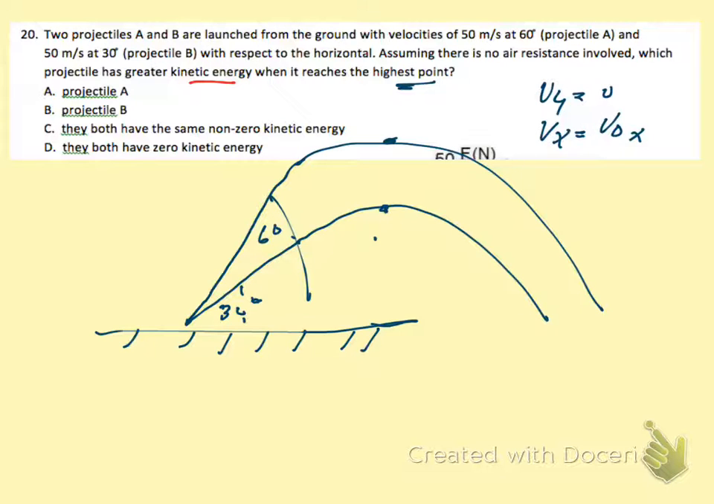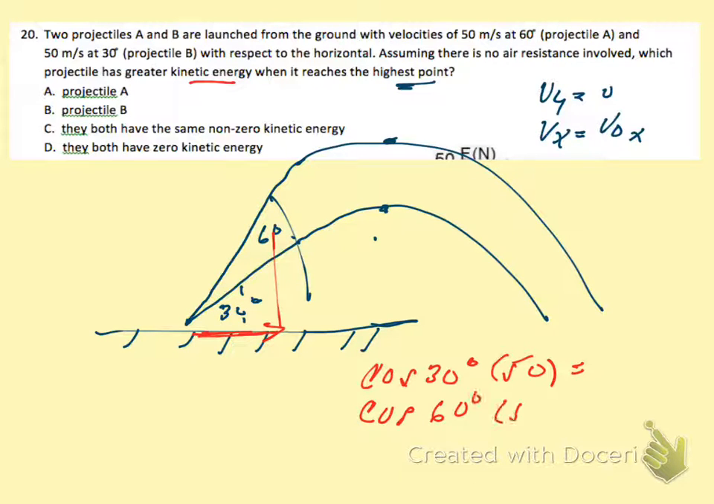All right, so what we need to do is find out the velocity in the x direction. So we're going to need this velocity. So if we look at that, we have a right triangle, so we're looking for the adjacent side. So cosine of 30 degrees times 50 meters per second, or cosine of 60 degrees at 50 meters per second.